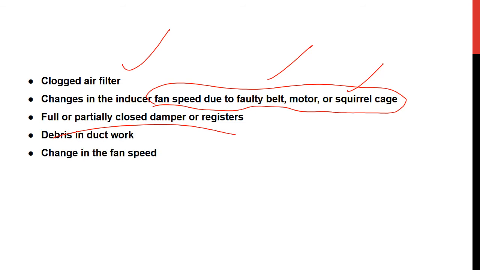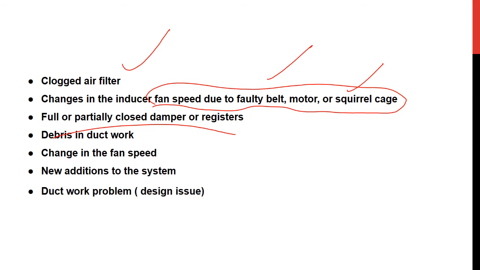The fan speed may have changed all of a sudden, or something went wrong with the motor. A new addition to the system can also be detrimental. If it's done without doing the calculation for proper pressure balancing, it could be a problem because you will have air flowing in one duct faster than the other, and we said before that high velocity air can cause a lot of noise. Design issue.